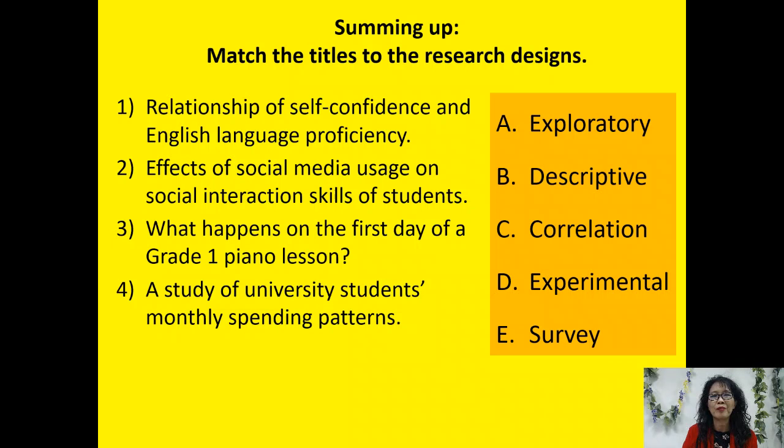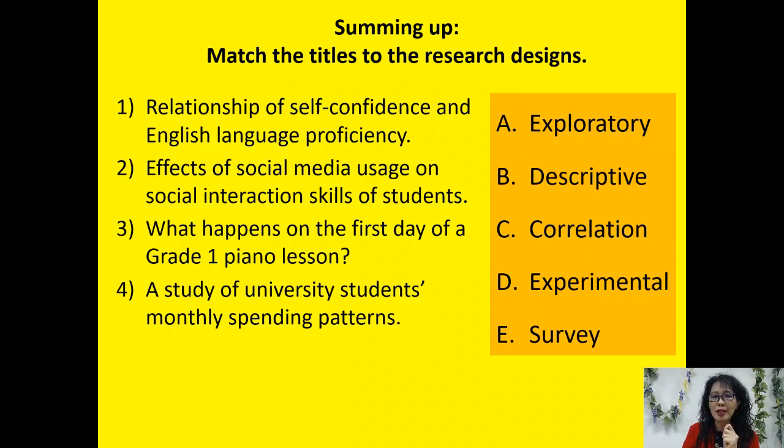Finally, to sum up, can you try to match the titles to the research designs? Relationship of self-confidence and English language proficiency. When you see the word relationship, you know it must be correlational research design. Number 2, effects of social media use on social interaction skills of students. When you see the word effect and there are two variables here, it is an experimental study.